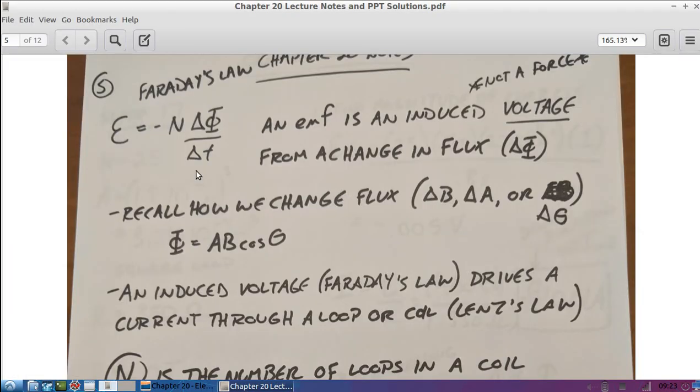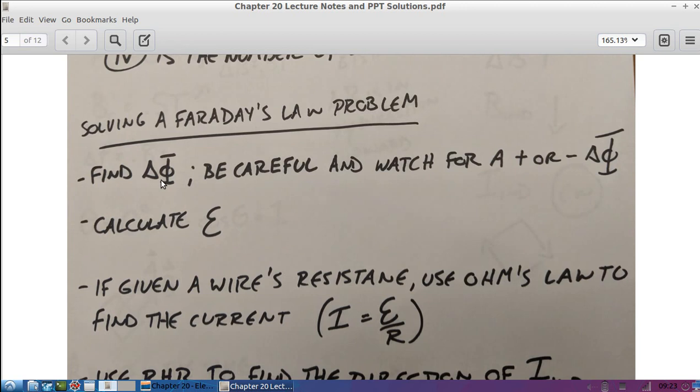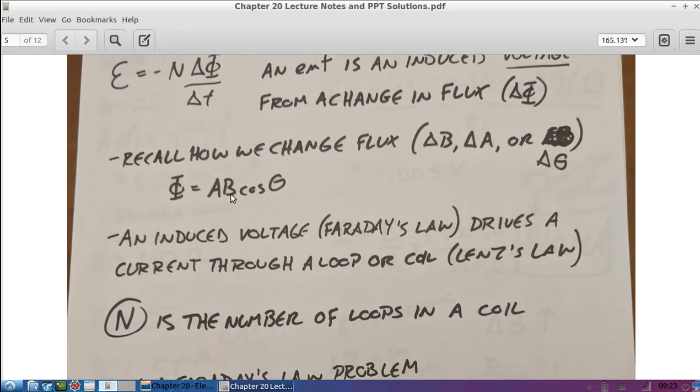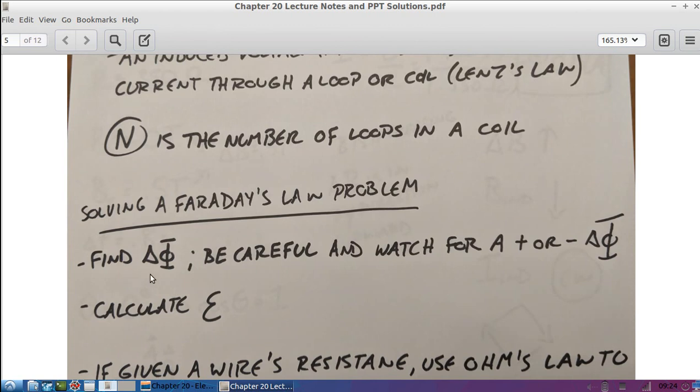So the first thing we would do is find delta phi. We're going to find delta phi by calculating AB cosine theta, and we're going to calculate two of these, right? Maybe not two entire fluxes. Maybe if just the area is changing, we'll calculate the change in area, or the change in the magnetic field, or the change in the angle. Once we calculate that, we can substitute it in there, and then we'll get a delta phi. So the first thing we're going to do is calculate the change in flux.